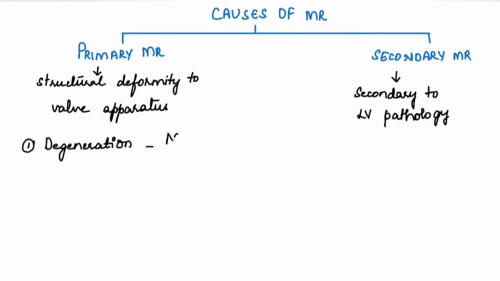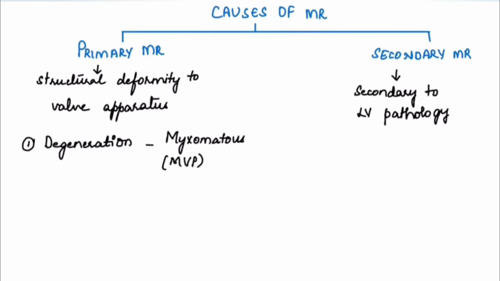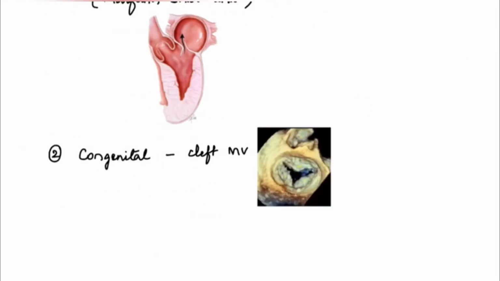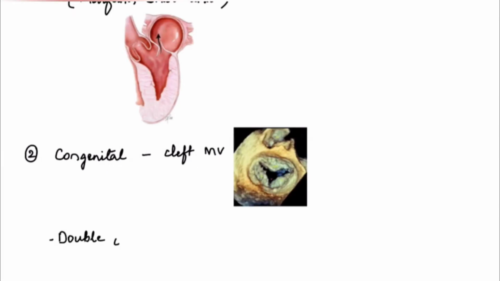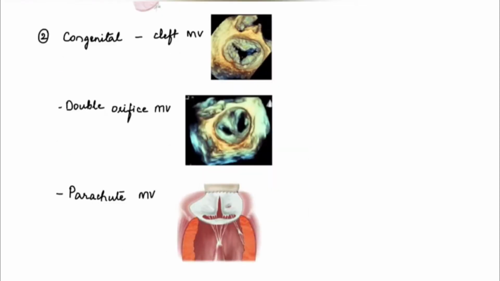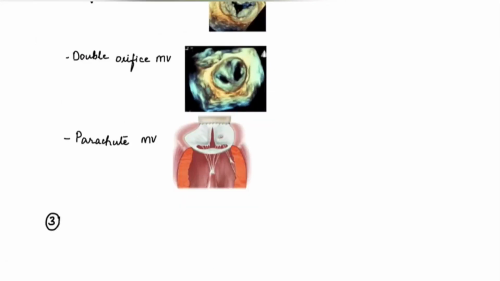First cause is degeneration of the mitral valve, especially the myxomatous degeneration which is seen in the mitral valve prolapse. So this can be seen in conditions like Marfan syndrome and Ehlers-Danlos syndrome. Second, some congenital defects like cleft mitral valve, which can cause mitral regurgitation, or a double orifice mitral valve, or a parachute mitral valve. So these are some congenital conditions causing mitral regurgitation. Next is a rheumatic heart disease, which can damage the valve leaflets leading to mitral regurgitation.